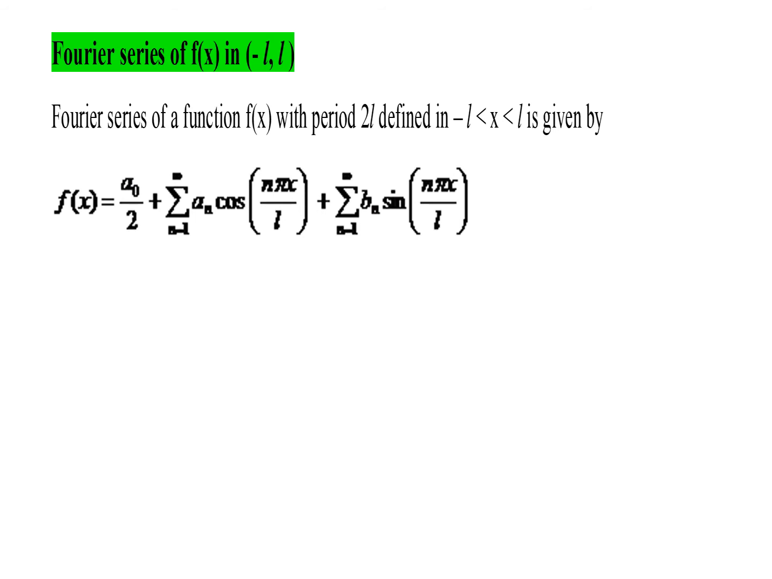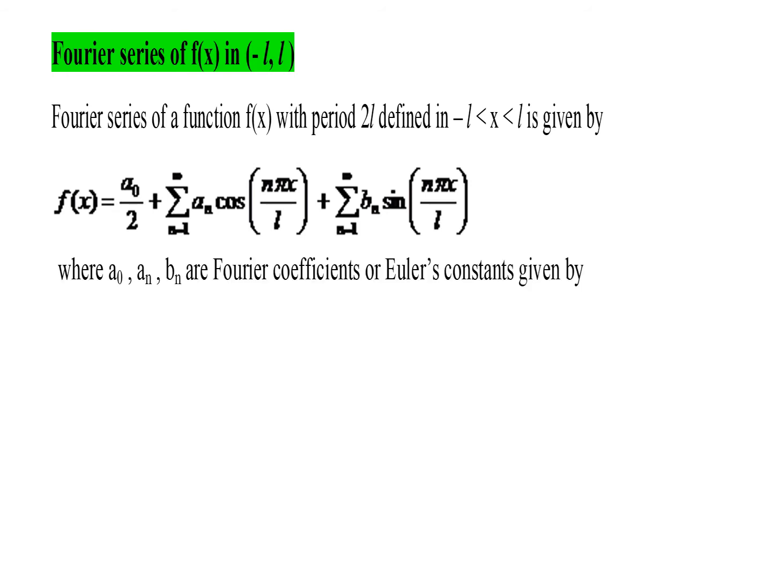a0 by 2 plus summation an cos n pi x by L plus summation bn sin n pi x by L. So remember in 0 to 2 pi we had cos nx and sin nx instead of n pi x by L. But it is very similar to that because here in the place of L, if we substitute pi, what we get? cos nx and sin nx. So it is of the same form. That was for period 2 pi and this is for period 2L.